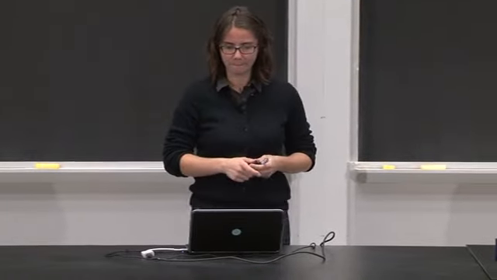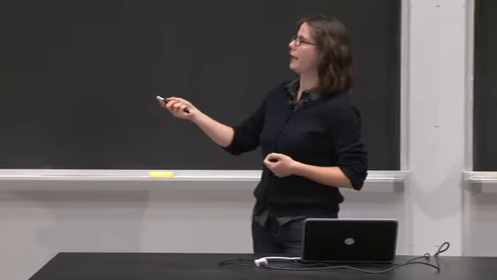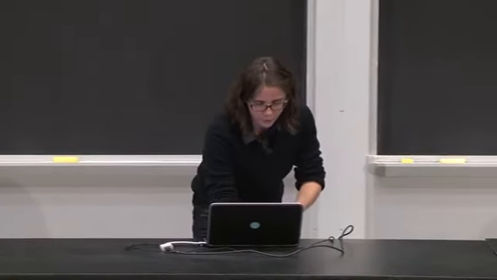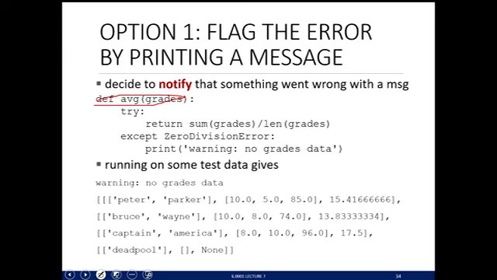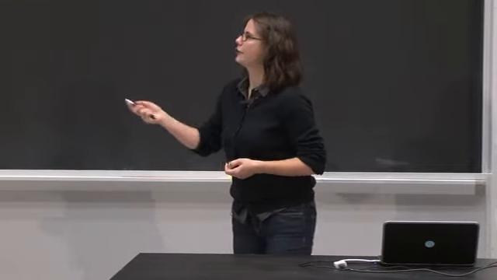So what can we do? Two things, two options here. One is we can just flag the error and print the message. So here, there's a new average function, an improved one, that's going to try to do the exact same line as the previous one. And it's going to catch the 0 division error. And when it catches it, it's going to print this warning.